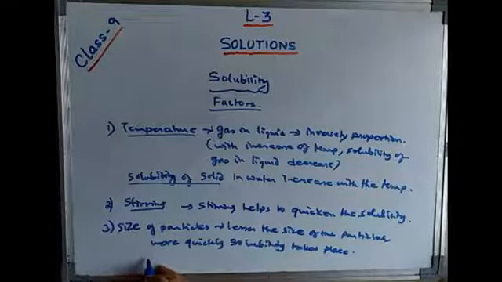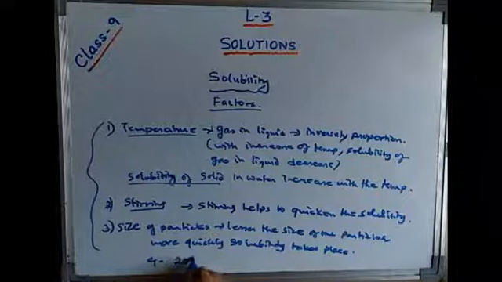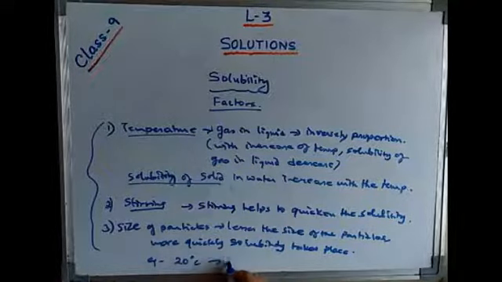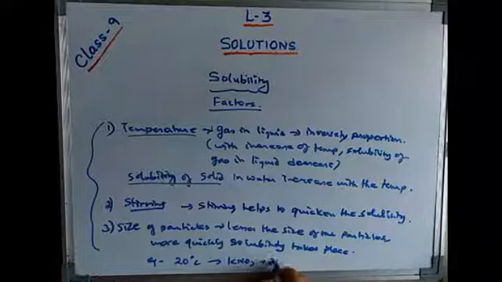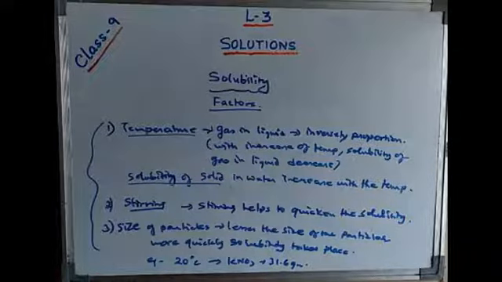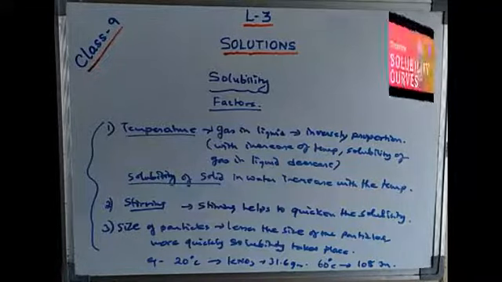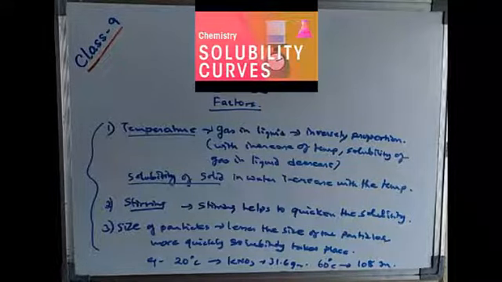Let us take one example of this. At 20 degrees centigrade, we find that KNO3, that is potassium nitrate, can dissolve 31.6 grams. But as soon as we increase the temperature to 60 degrees, that means 3 times, at 60 degrees centigrade we find the solubility increases to 108 grams. That means the more the temperature, the more the solubility. So you can take this as one example to show the variation. Let us see the next.